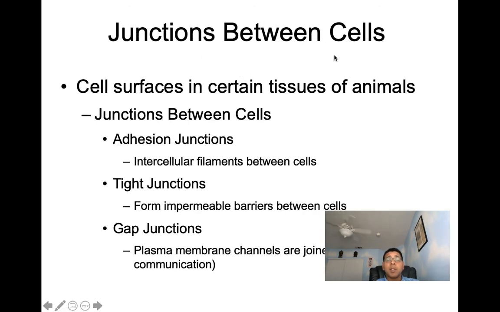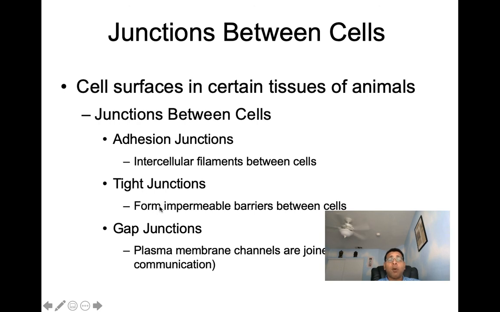Then the junctions between the cells. Let's talk about junctions between cells. These junctions are going to be found on the cell surfaces in certain tissues of animals. Now, junctions between cells include adhesion junctions. Adhesion junctions are going to be intracellular filaments that are found between cells. Then you also have tight junctions.